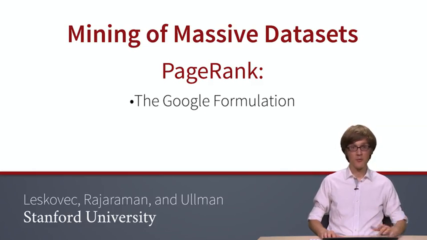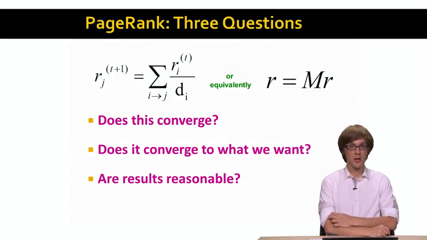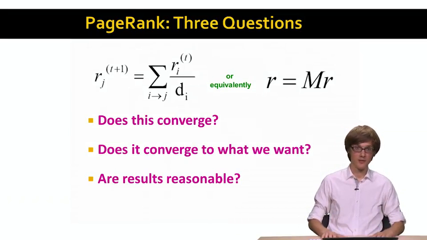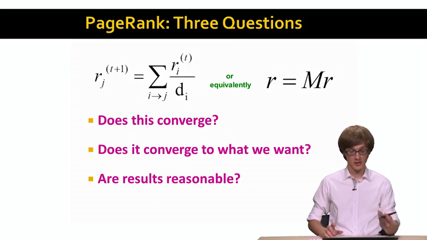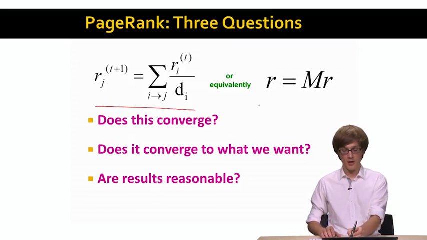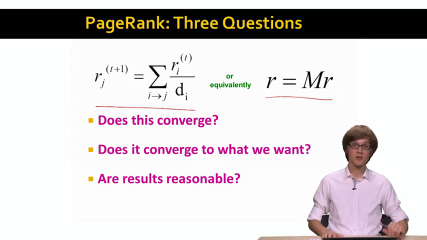And now we will learn the Google formulation of the PageRank algorithm. So what we know so far is that the importance of a page j in a web graph is simply the sum of the importances of pages i that point to it, and when we sum these things together, we divide them by the out degree of the source page. And what we established is that this equation can be written as a matrix equation.